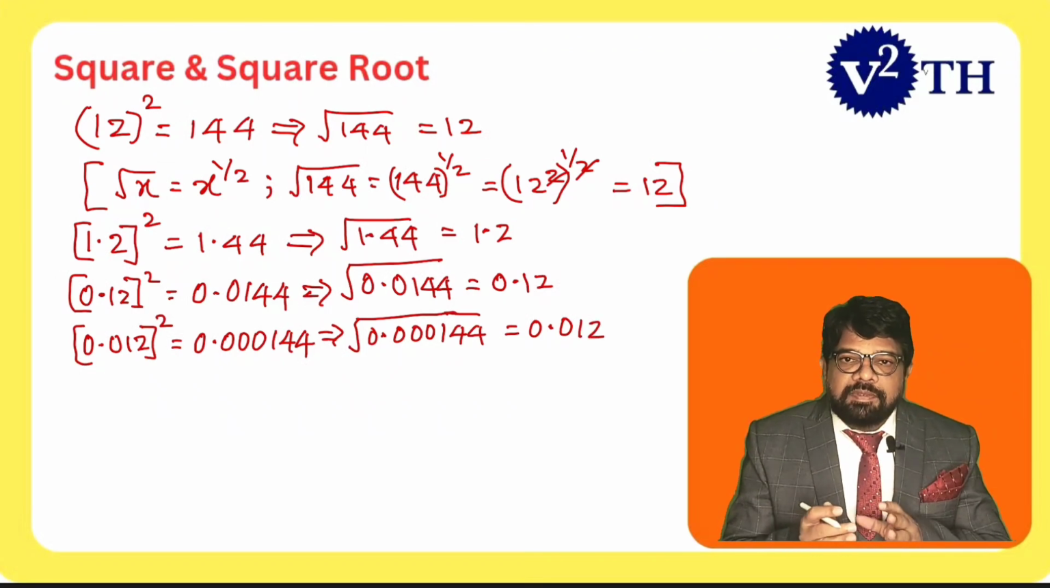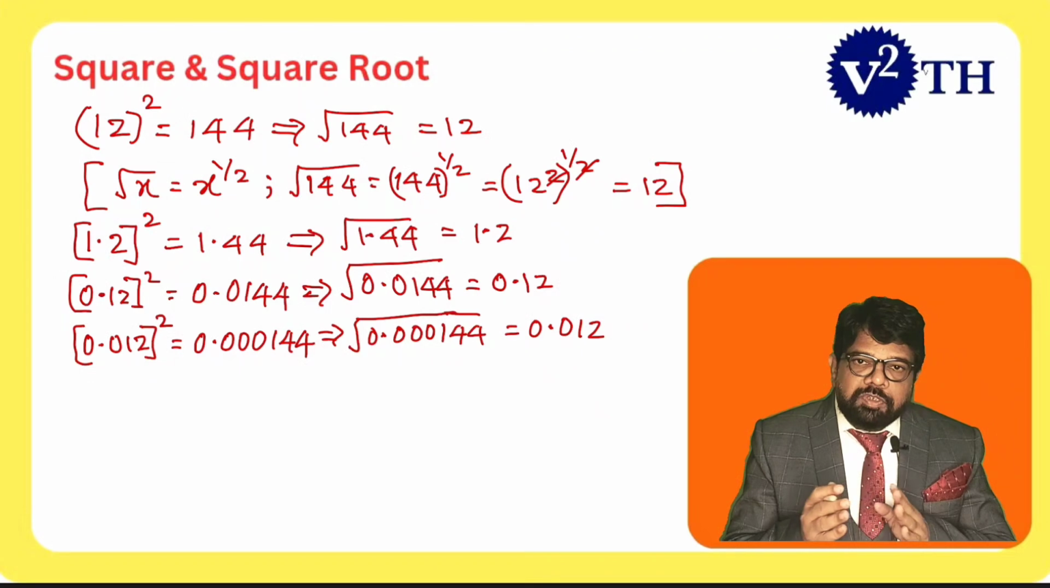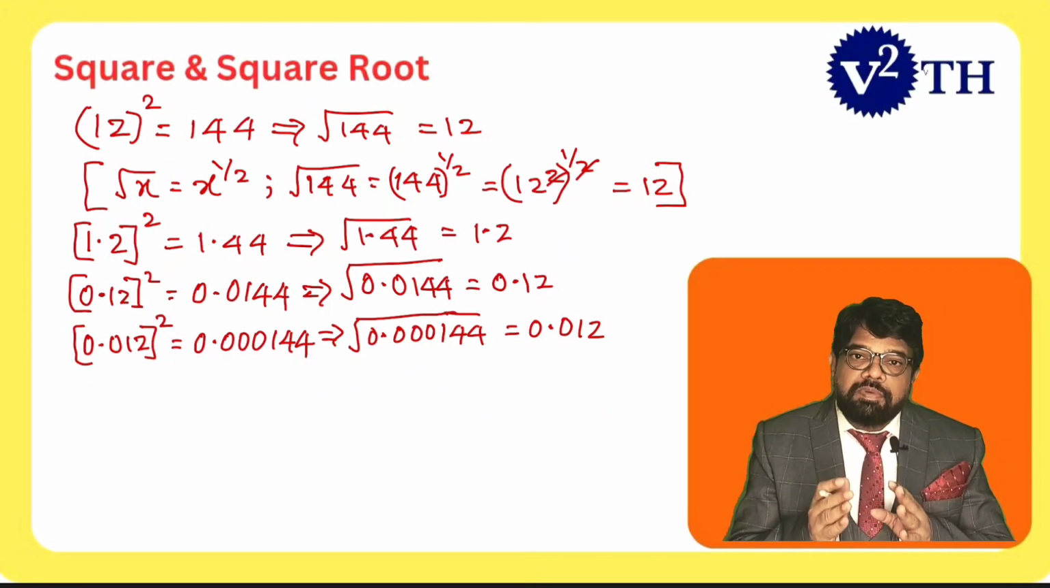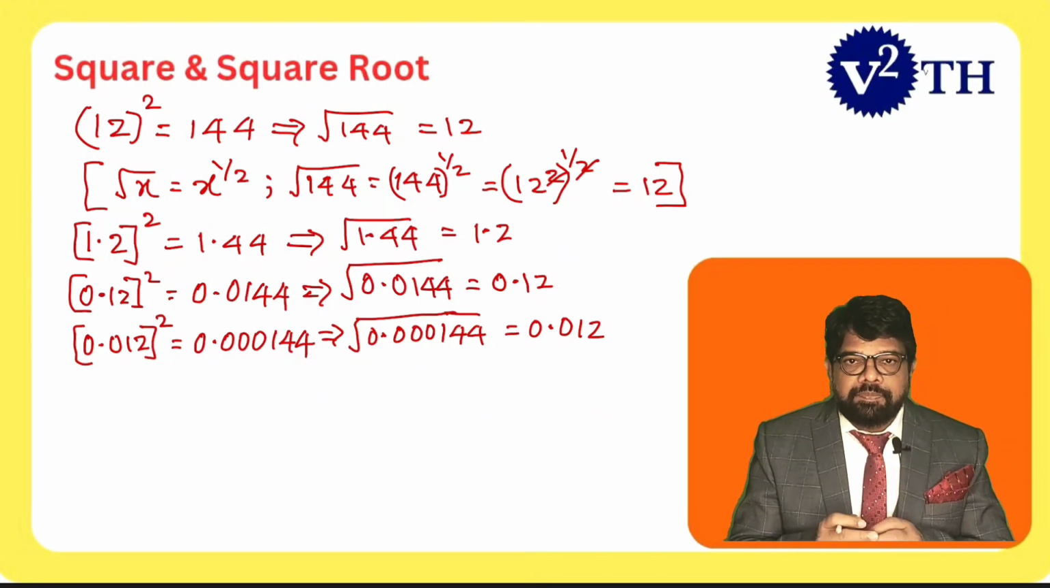Now the simple analysis here. What is the relation between square and square root? What are the keynotes you have to learn? Now in the square, if the decimal is there in the square, after decimal, the number of digits are even.